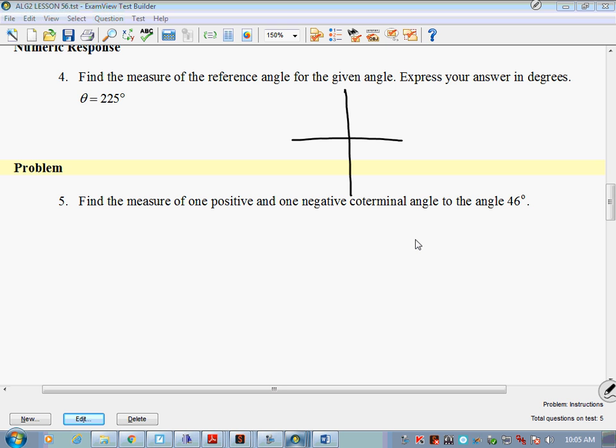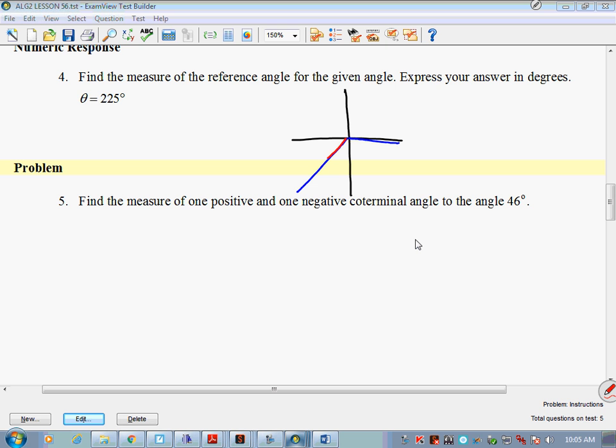225 degrees. Again, this is my initial side. Am I going clockwise or counterclockwise? Because my angle is positive. In which quadrant am I going to be in? Am I going to be in the first quadrant? No, because it only covers 90 degrees. Am I going to be in the second quadrant? No, because it only covers up to 180. Am I going to be in the third quadrant? Yes, because it covers clear up to 270. So I know I'm going to be in here somewhere, correct?